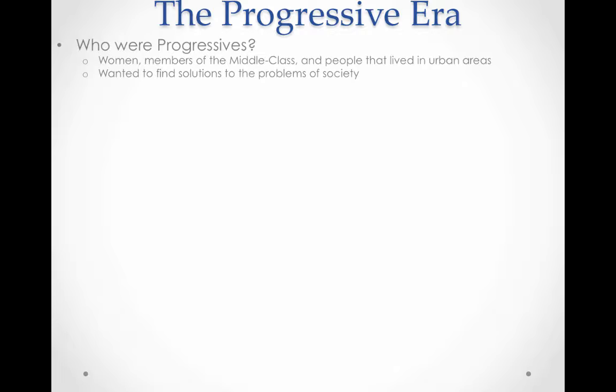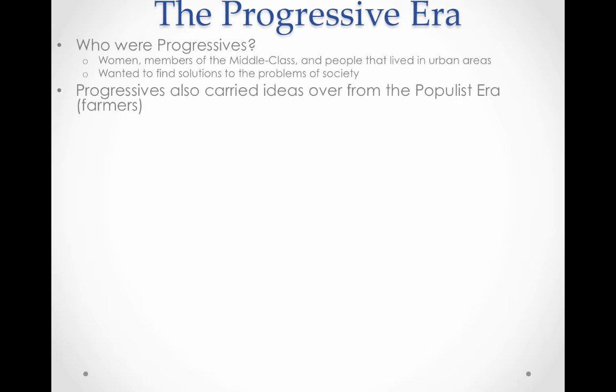Well, they were women. They were members of the middle class and people that lived in urban areas, which urban is what, Mr. Norris? City. Cities, that's right. They wanted to find solutions to problems of society. So a lot of these ideas do carry over from the populist era, including the direct election of senators, which is the 17th Amendment. We see the government begin to regulate railroads. We also have the introduction of the secret ballot, this idea that nobody will know who you voted for, and the income tax as well, the 16th Amendment, which allows for income tax.